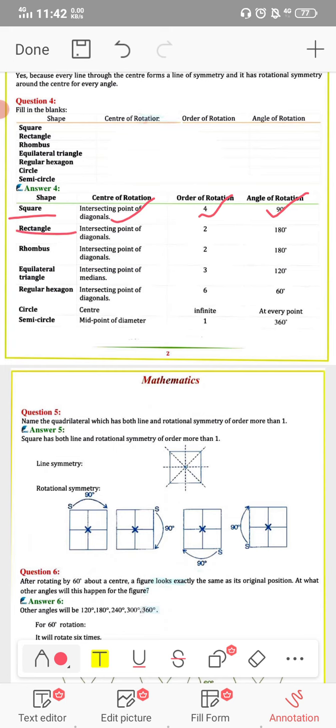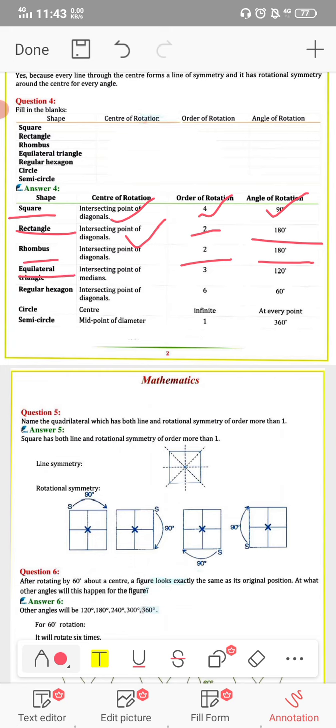A rectangle has intersecting points of or we can say center of rotation at intersecting points of diagonals. It is having order of rotation 2 and angle of rotation is 180 degree. Again, rhombus, it is having intersecting point on diagonals. Rotation of symmetry is 2 and angle of rotation is 180 degrees.